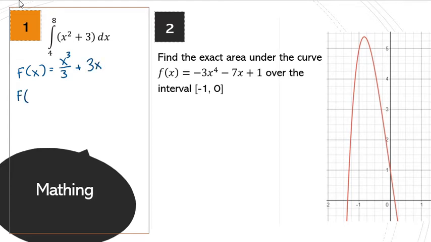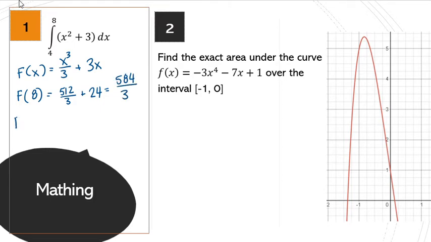Find the value of your antiderivative at the upper bound, capital F of 8. And just kind of moving ahead, if you were to cube 8, you would get 512, and you would have to add 24, 8 times 3, and you're going to get 584 over 3.